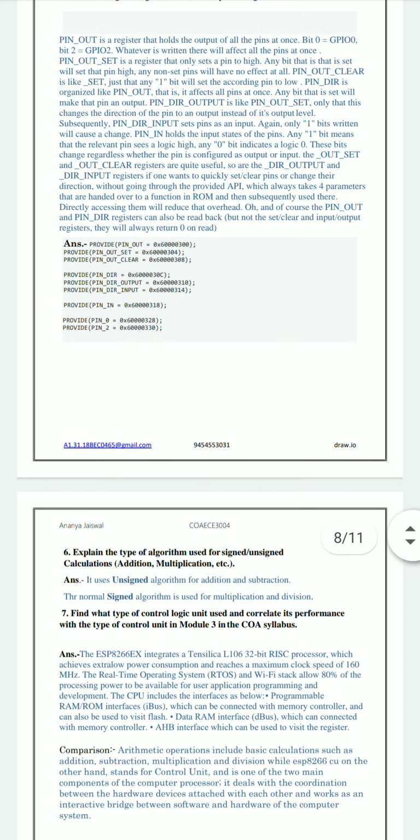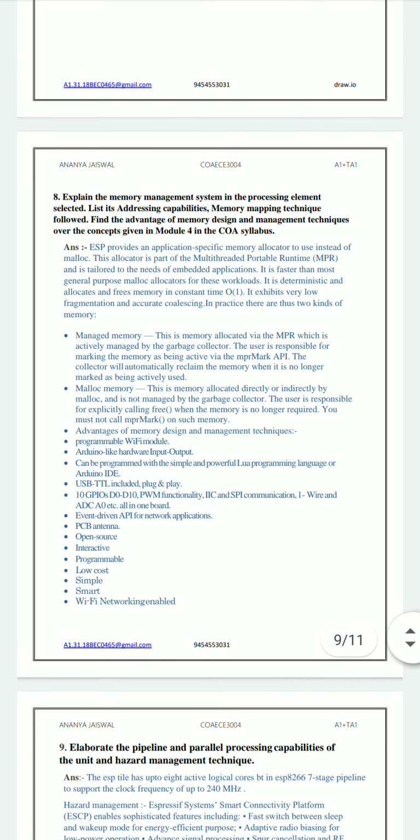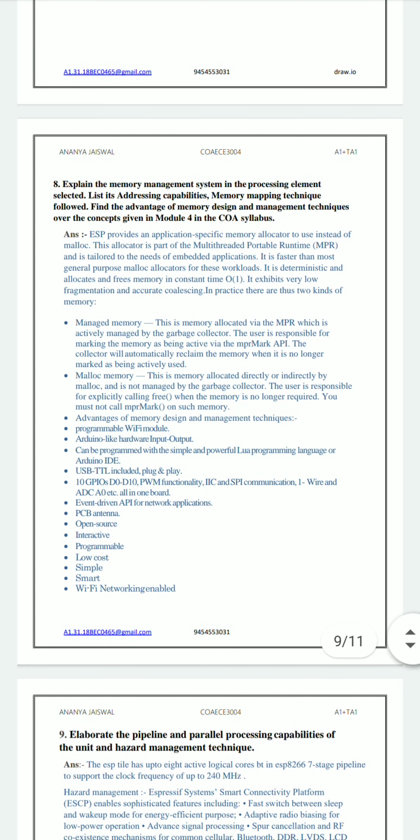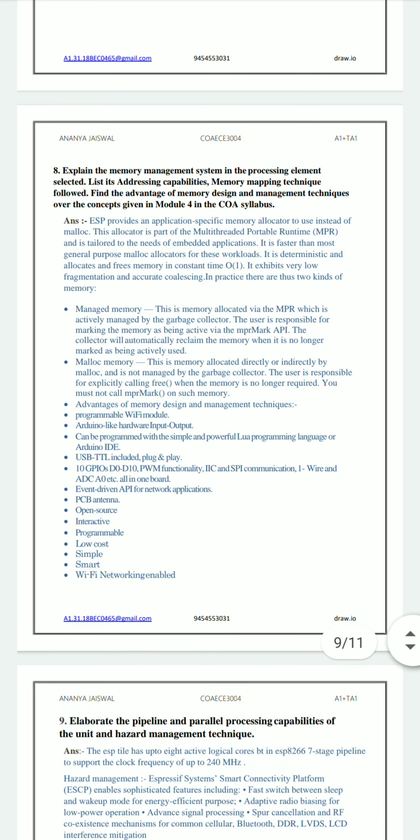Going on next, question number 8 asks to explain the memory management system in the processing element selected, list its addressing capabilities, memory mapping technique followed, find the advantage of memory design and management techniques over the concepts given in module 4 in the COA syllabus. ESP provides an application specific memory allocator to use instead of malloc.